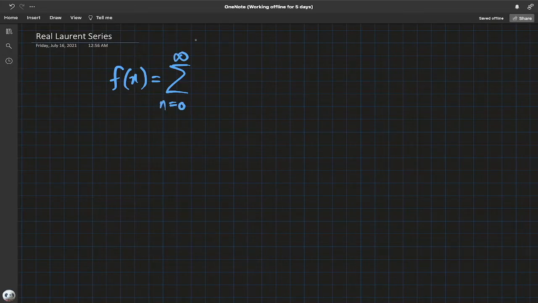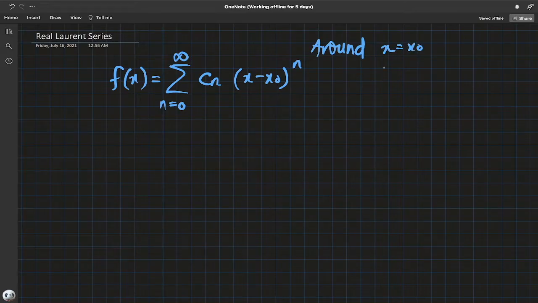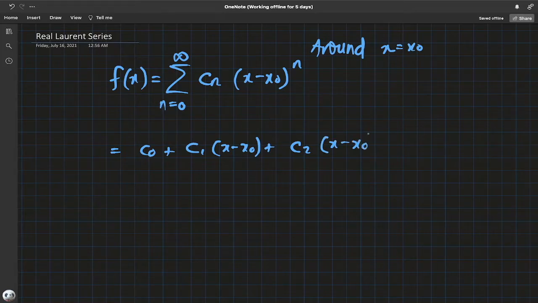But a Taylor series, think of it this way: c sub n, some coefficient, times (x minus x naught) to the nth power. So a Taylor series around the point x equals x naught. We need some point of expansion. So just write out some terms: c naught plus c sub 1 (x minus x naught) to the first power plus c2 (x minus x naught) squared, and this goes on till infinity.